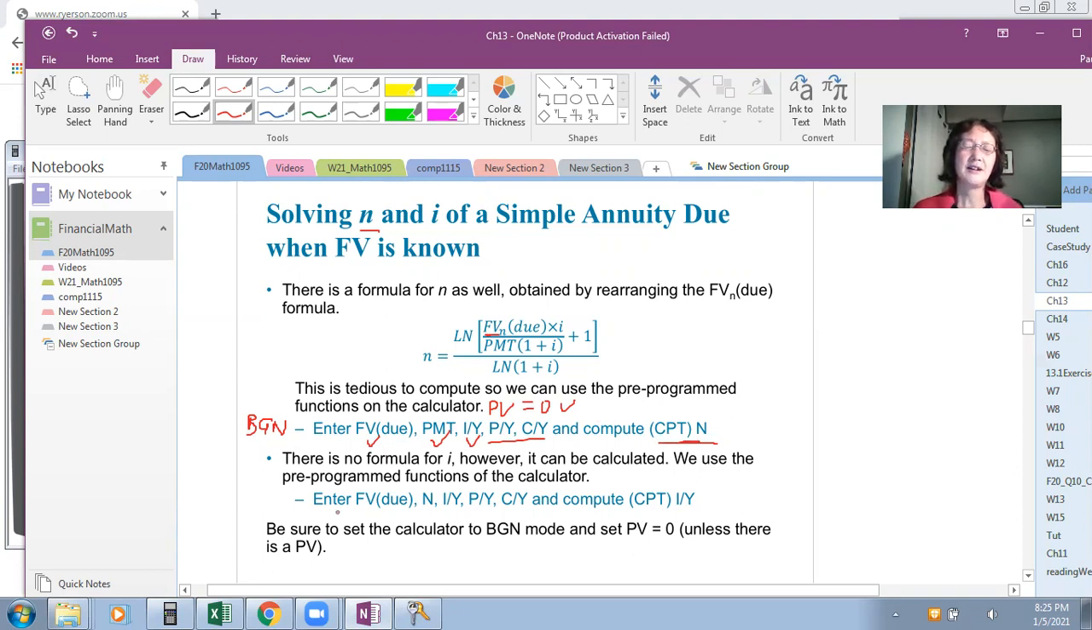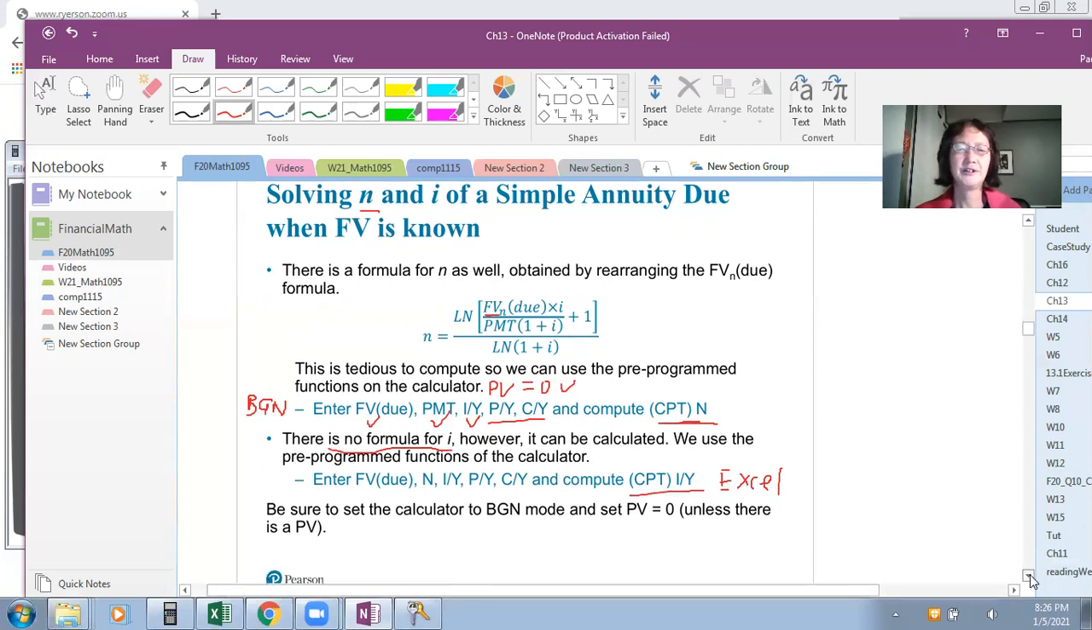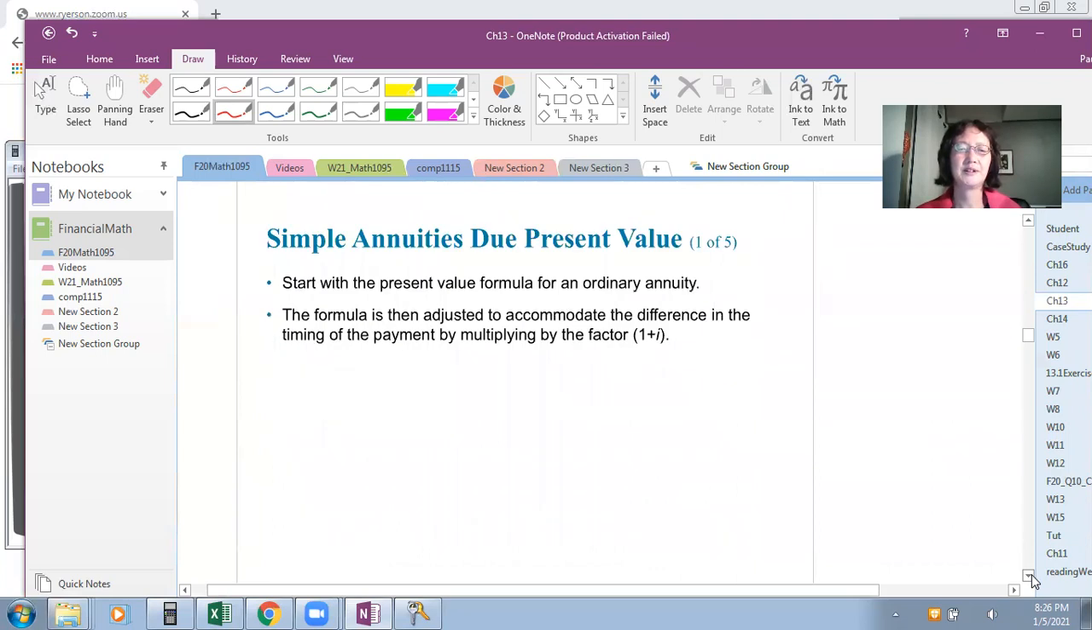And for interest, there is no formula for interest. But you can use a calculator to compute interest. And also you can use the Excel RATE function to calculate interest. But when you use Excel, you need to do a little bit of work because Excel is based on periodic interest. The question sometimes asks you for the nominal interest. So these are some principles.